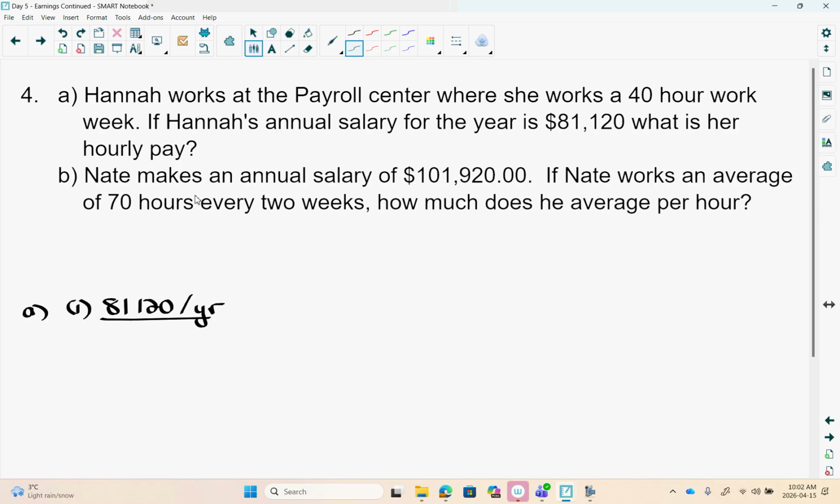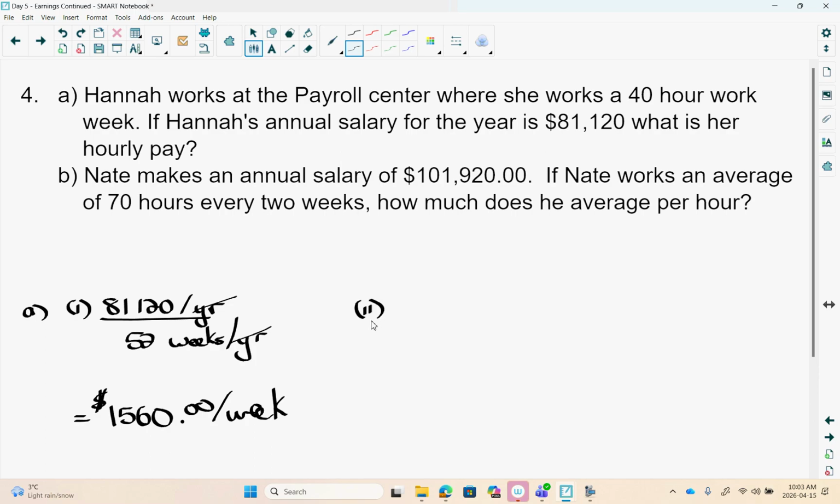Anyone know how many weeks there are in a year? 52. Nailed it. 52 weeks per year. The years are going to cancel. What's 81,120 divided by 52? $1,560. That's how much she'd get paid what? Per week.